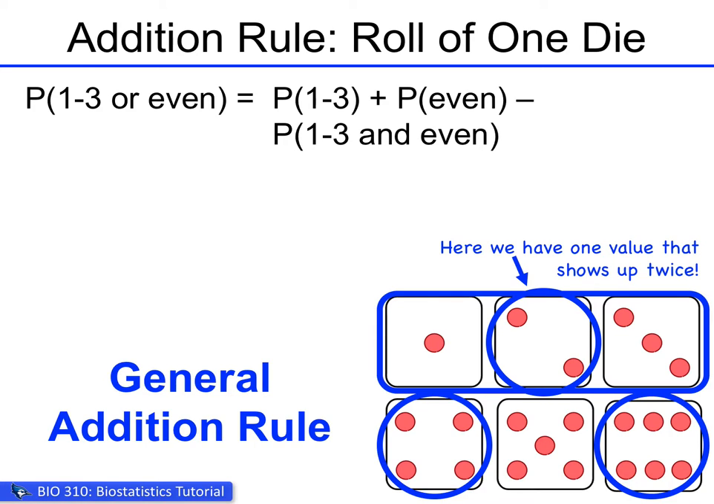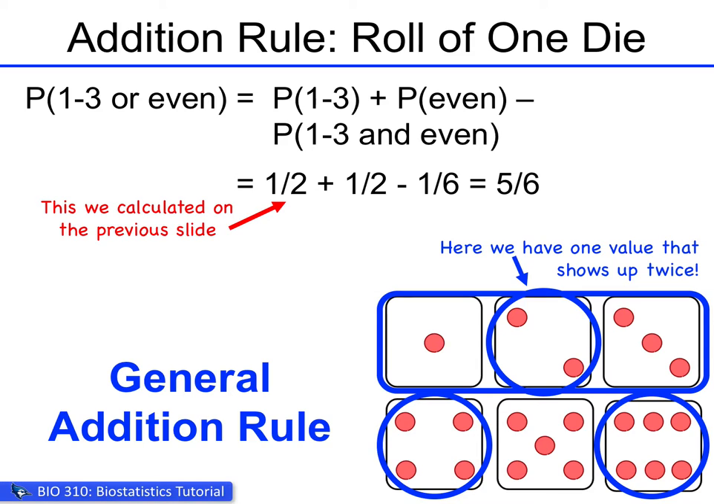So this is why we subtract out the probability of getting a number that is a 1 through 3 and even, because the 2 satisfies both of these criteria. So 1/2 plus 1/2, and then we have to subtract out 1/6, and that gives us a probability of 5/6.